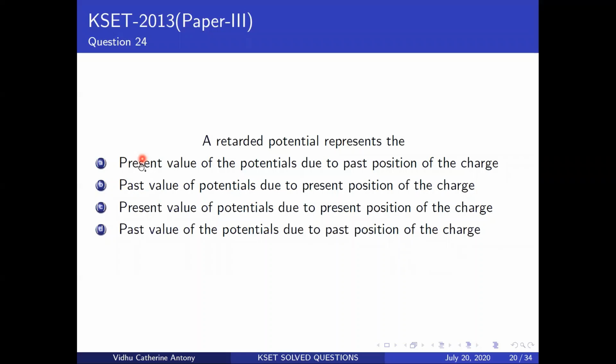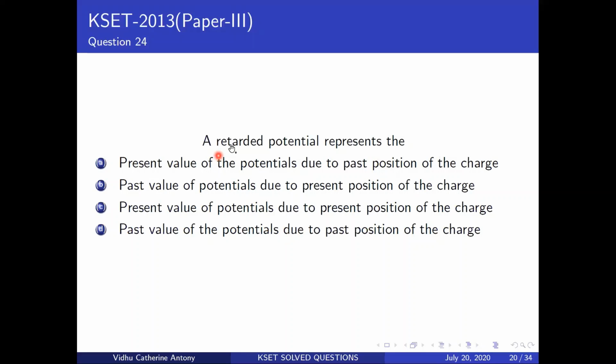So let's look at this. They say the present value of the potentials to the past position of charge. Let's just look at the star for a while. When you're looking at a star, you're basically looking into your past. So it means that the present value of the potentials that I'm experiencing is due to a past position of the charge, or the past position of that star that was there. So the retarded potentials here, this is option 1.